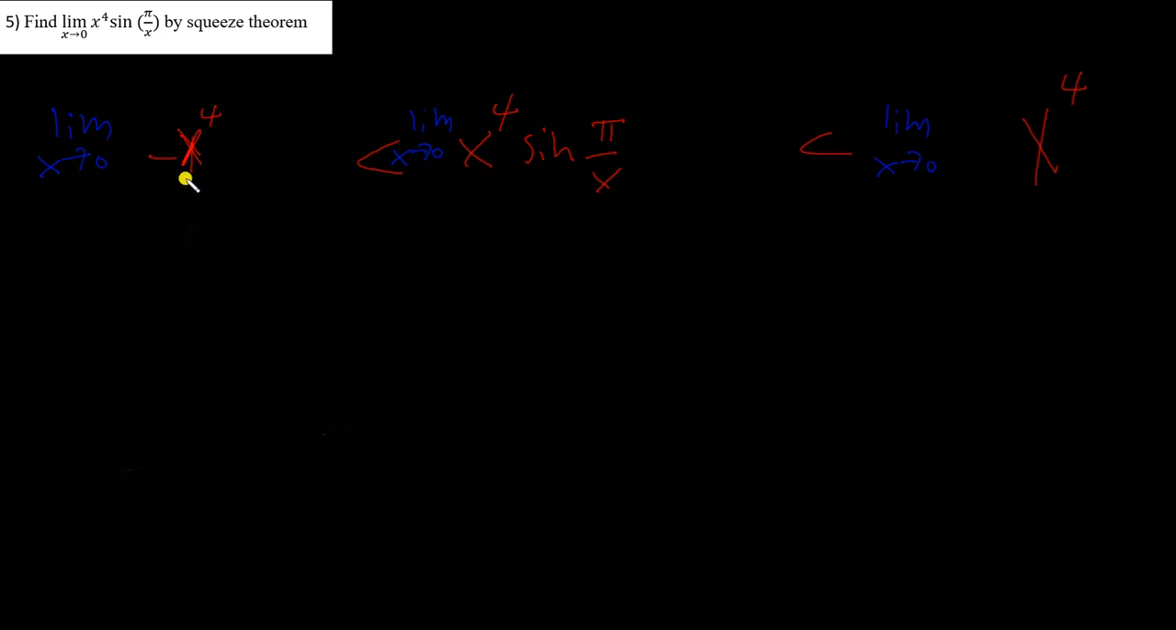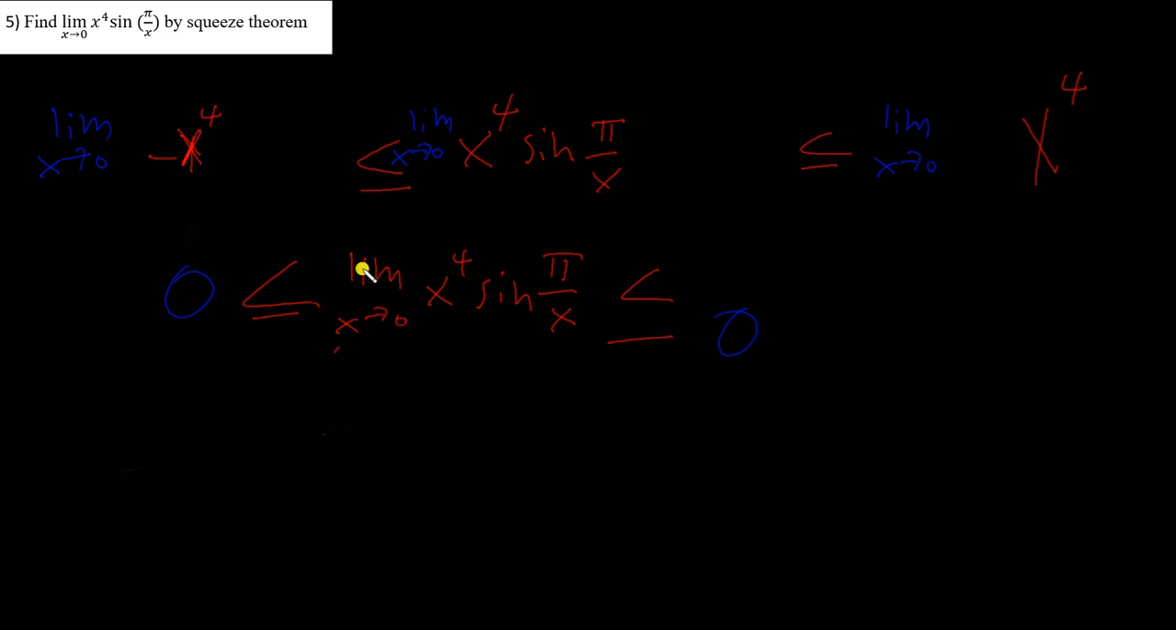We don't know what this is. However, we know the two limits on the ends. So let's evaluate that. The limit as x approaches 0 of negative x to the fourth, just plug it in, we're going to get 0. And then the limit on the right, just plug in 0 again, you're going to get 0. So 0 is less than the limit as x approaches 0 of x to the fourth sine of pi over x, which is less than 0. And actually, before I go further, I've noticed a big mistake I made here. This should be less than or equal to, because sine could be -1, sine could be 1, so these all should be less than or equal to.